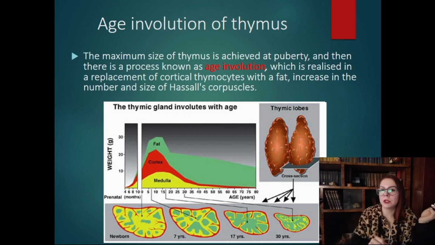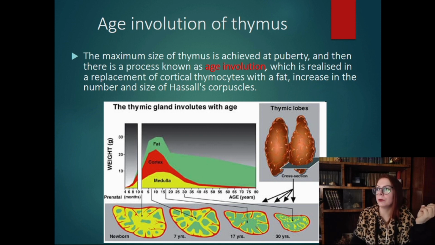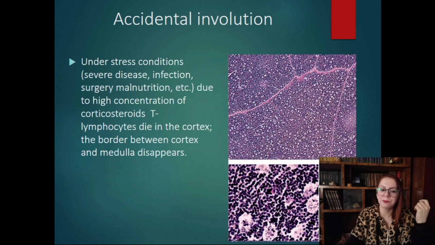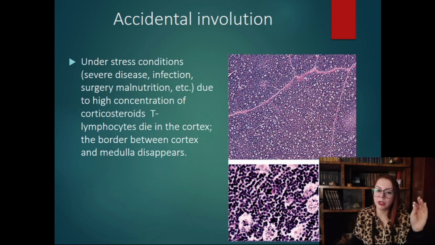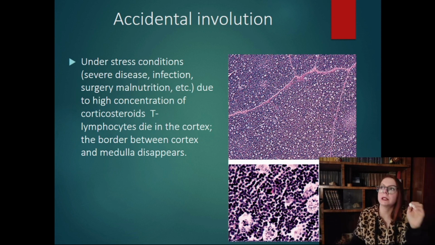And if the thymus doesn't undergo age involution, this is a problem, and this is the sign of hyperactive immunity, which is the same problem as not effective or low activity of the immune system. Okay, along with the age involution, we have to know what is the accidental involution.